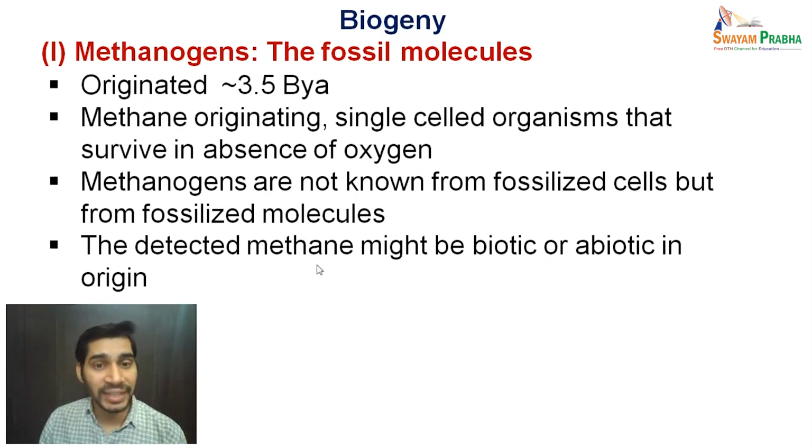People have detected the methane at around this point of time, which can be of biotic origin. That means this methane could be of methanogens, or it can be of abiotic origin also. For example, some collision through a comet and this methane was struck there, which people have identified at this particular time. So there is a possibility that the methane which has been found could be because of the biotic origin of methanogens or the abiotic origin, and that is why we are calling it the fossil molecule, not the fossil cells.